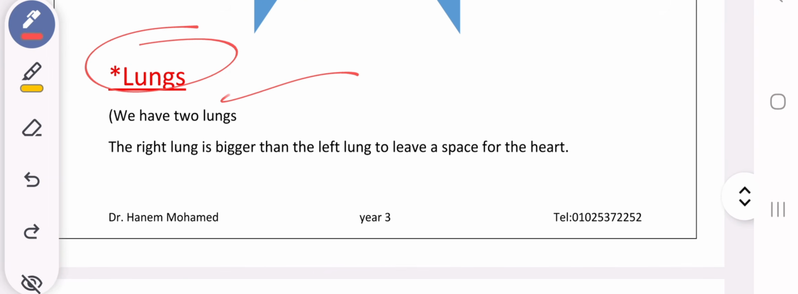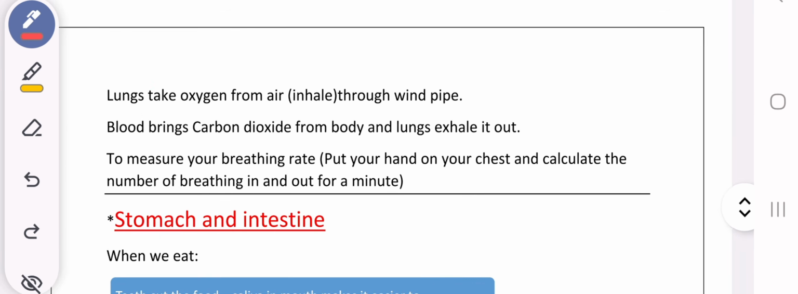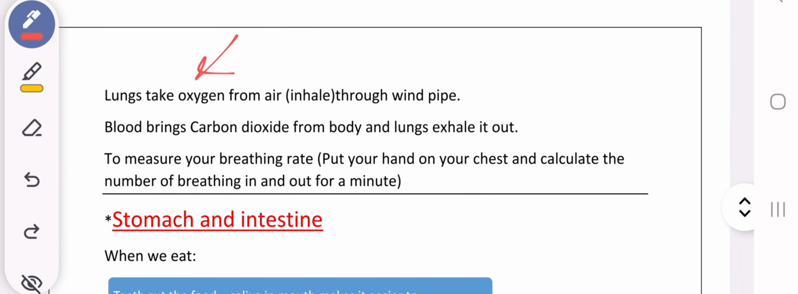So we said the lungs. How many lungs do we have? We have 2 lungs. Which one is bigger? The right lung is bigger than the left lung. Why? Because they are close to the heart, so they will leave a space for the heart. So lungs take what? Oxygen from the air, inhale.